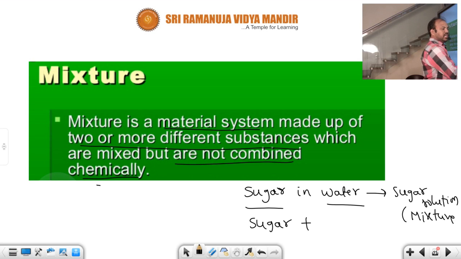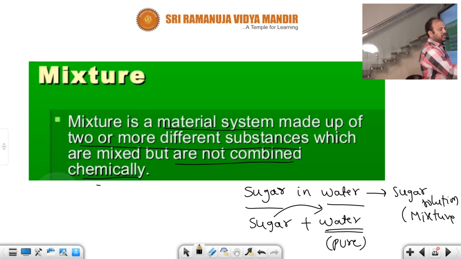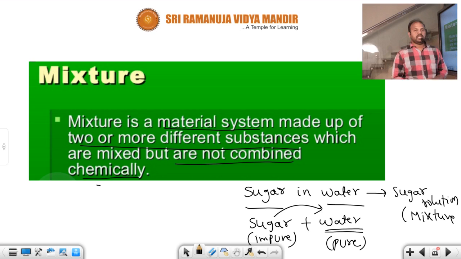One is sugar, another one is water. So when you add an impure substance to a pure substance, for your sake I take water as the pure substance. To this pure substance you add sugar. In this case it acts as the impure substance. Understood or not? When an impure substance is added to a pure substance, then we will get a mixture. But you should remember here, this pure substance and impure substance never react with each other chemically.